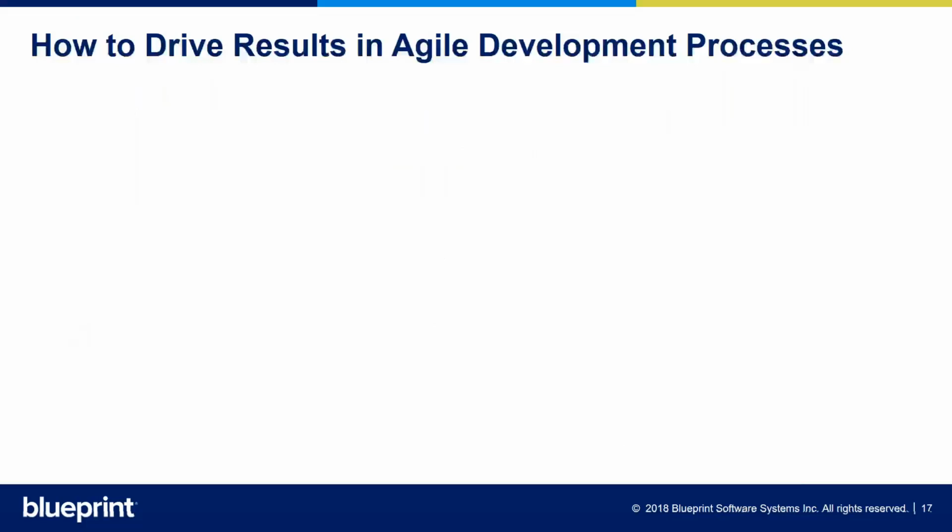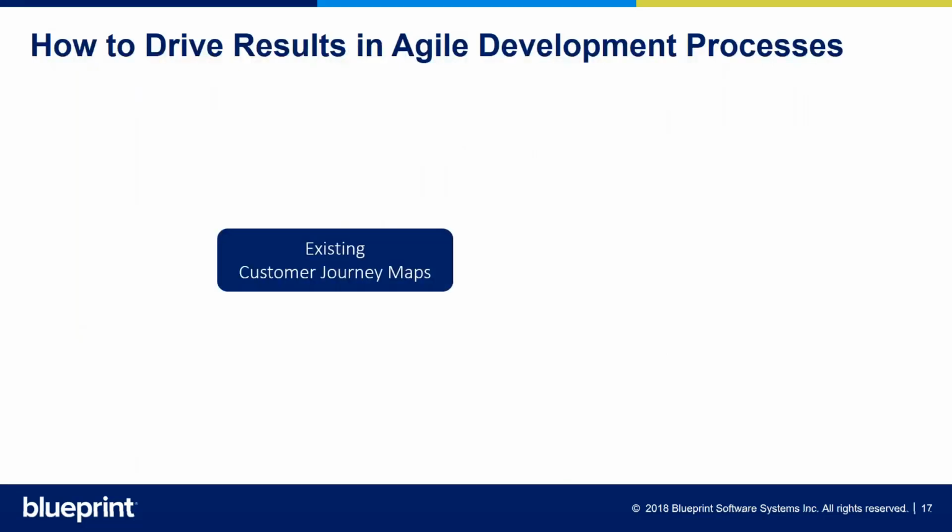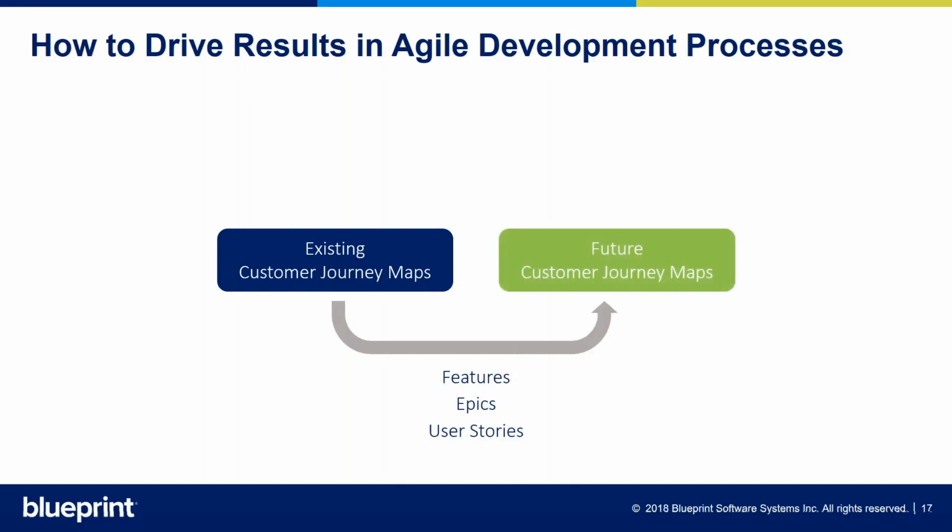So let's talk a little bit about how you can drive results in agile development processes using customer journey maps. They also work with methodologies outside of agile development, but we're really focused on agile development in this slide here. We can help companies design and deliver better outcomes that use customer journeys as a part of their cadence during that development lifecycle, to design, develop and deliver software.